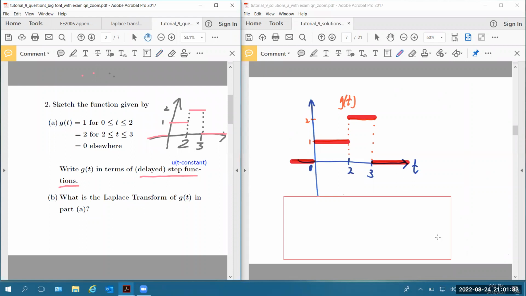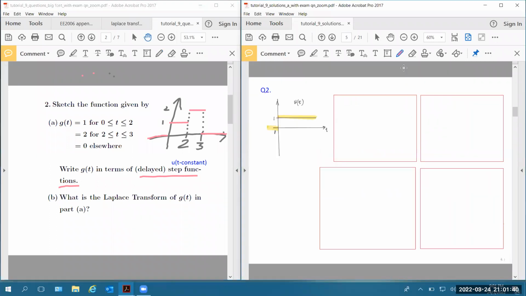Okay, so now let's go and get this delayed step function. First of all, let's look at the graph of u(t). Everybody see this? This is the graph of u(t). We see that it's 0 for t less than 0, and the value is 1 for t greater or equal to 0. So this is the graph, and it is highlighted.